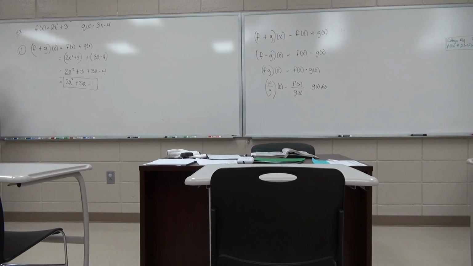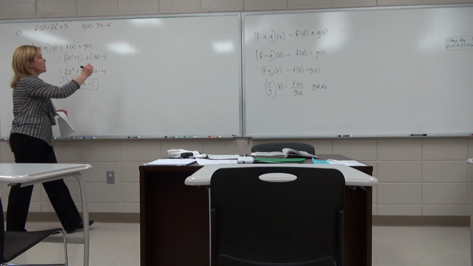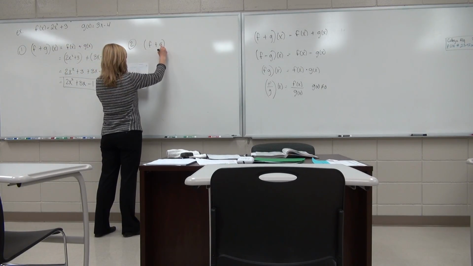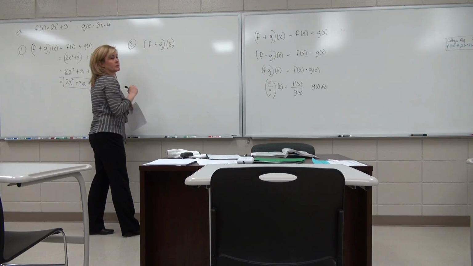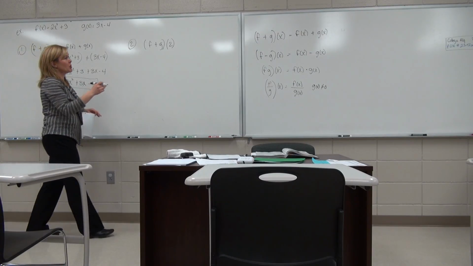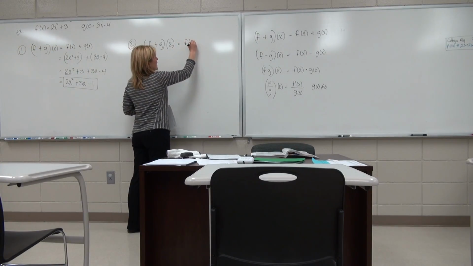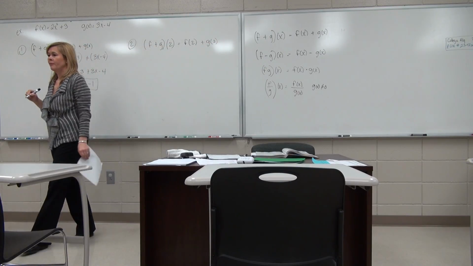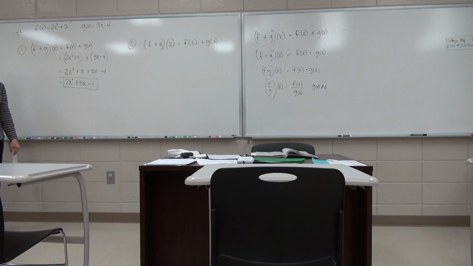Also, we can have numbers that go in here. Let's say for number 2, if you're told to find f plus g of 2. So instead of having f plus g of x, we have f plus g of 2. So that means I need to say f of 2 plus g of 2. And there are 2 ways to do this problem. I'm going to explain to you in words the hardest way, and we're going to do it the easiest way.